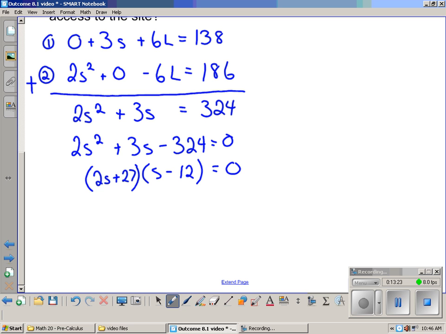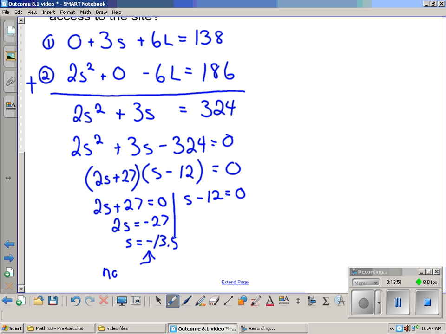To find my solutions, I need to make each bracket equal to 0, so 2s plus 27 can equal 0, or s minus 12 can equal 0. Solving the first one, moving 27 to the other side gives me 2s equals negative 27. Divide both sides by 2, s is equal to negative 13.5. This one is not an integer, and our question said that they had to be integers, so that solution won't work.